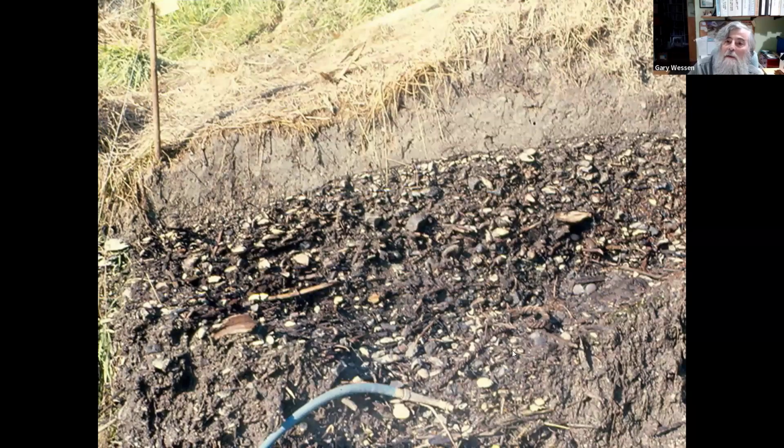Okay, and here I just want to show you, this is the bottom of the slide that covered all this stuff. And here's the underlying deposits underneath it, and it's a shell midden with cordage and wood and the organic preservation, but basically it's a shell midden deposit.